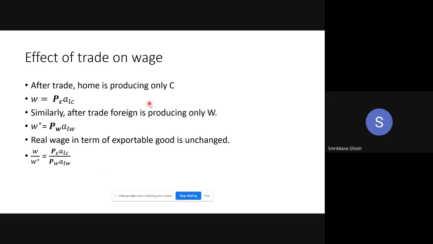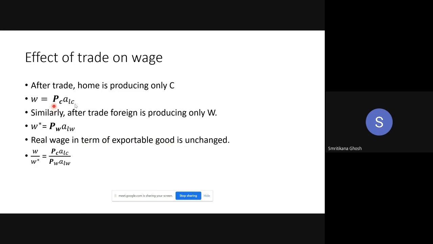Now look. After trade, home is producing only cheese. So for home, W is equal to PC by ALC, where PC is bold. That means this is the international price for cheese. Similarly, after trade, foreign is producing only wine. So W star is equal to PW into ALW. So the real wage in terms of the exportable good is unchanged. So what is the real wage? Real wage means W by PC, W star by PW, and this is ALC and ALW. These are constant, right? So as these are constant, these are actually the parameters in the model. So we can say the real wage in terms of the exportable good is unchanged.